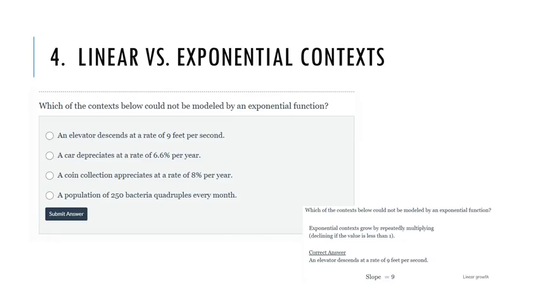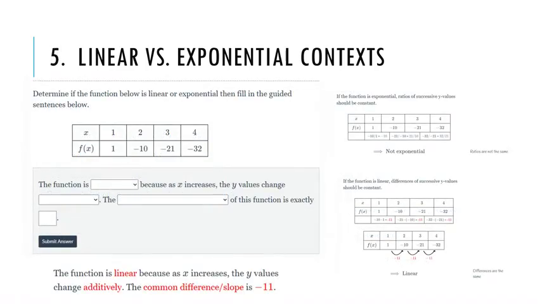A population of 250 bacteria quadruples every month. We just did a problem like that. We know it's exponential because bacteria can just keep growing and growing and growing. It says, which of the contexts below could not be modeled? So we want to choose an elevator because it has a slope of 9 over 1 in this particular problem.